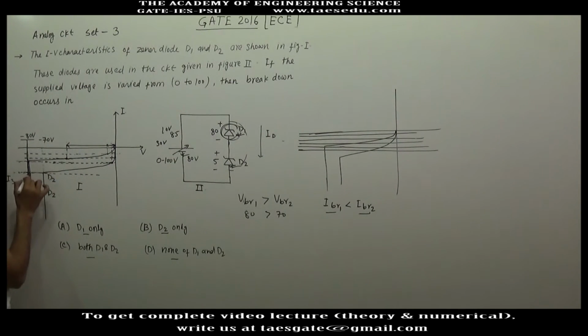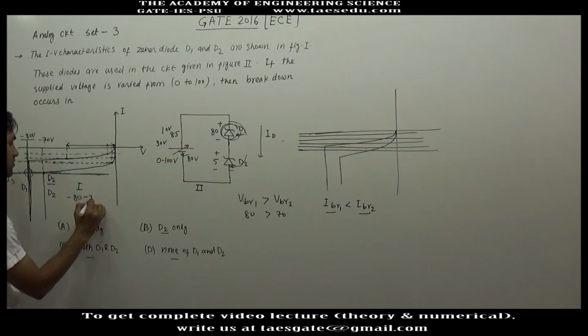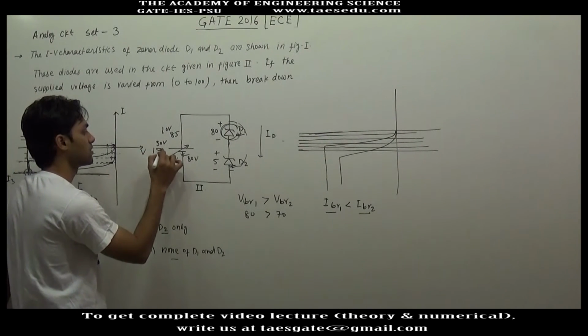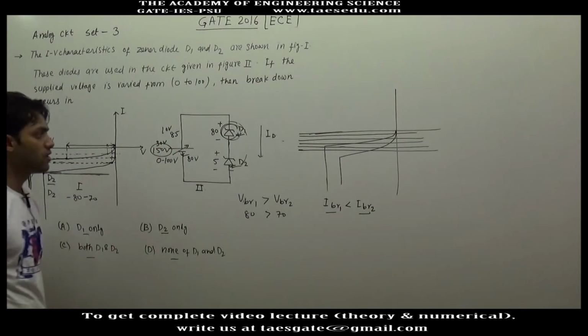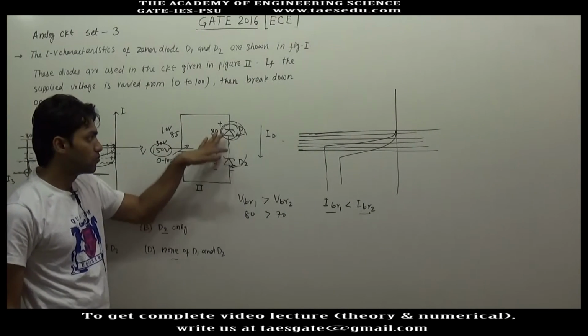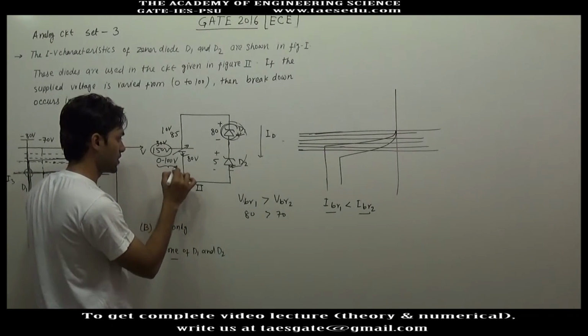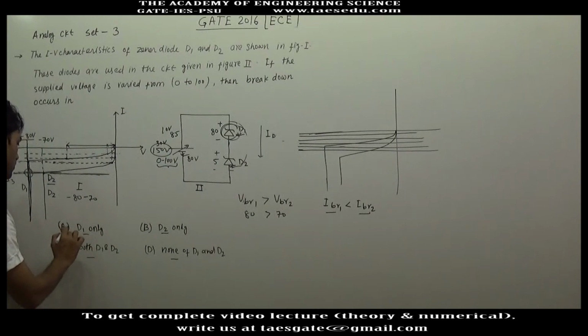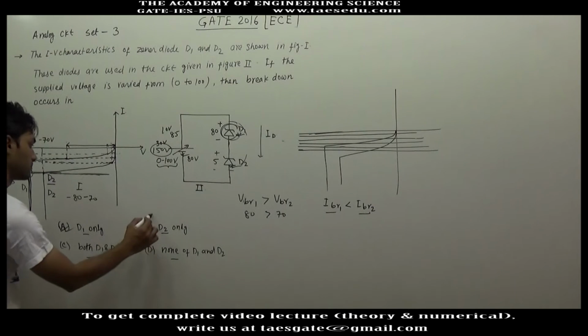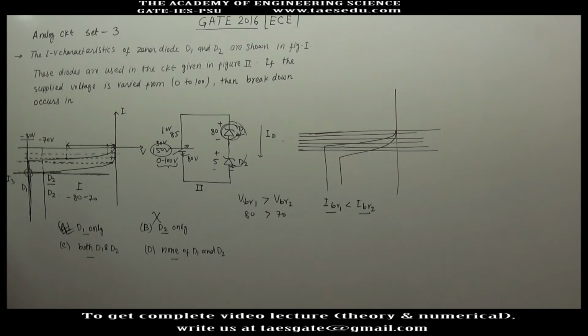The minimum current required to break down the diode D2 is this height of current. For this height of current, the voltage across diode D1 has to be minus 80 volt and the voltage across diode D2 has to be minus 70 volt. So the total voltage requirement will be 150 volt. So the minimum voltage required for the breakdown of both the diodes is 150 volt, and if you are varying between 0 to 100 volt, only diode D1 will break down, diode D2 will not break down. So option A will be correct.